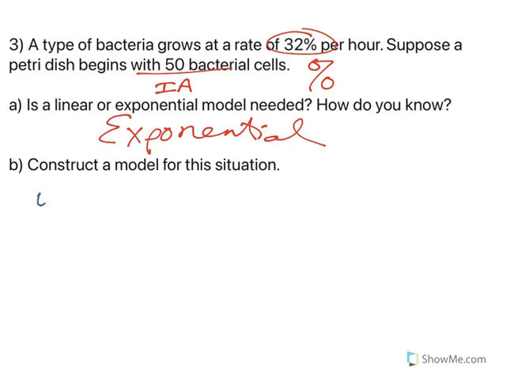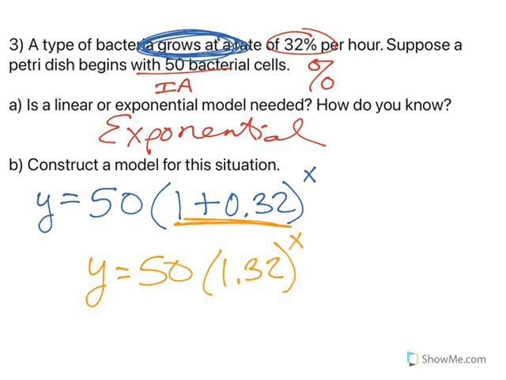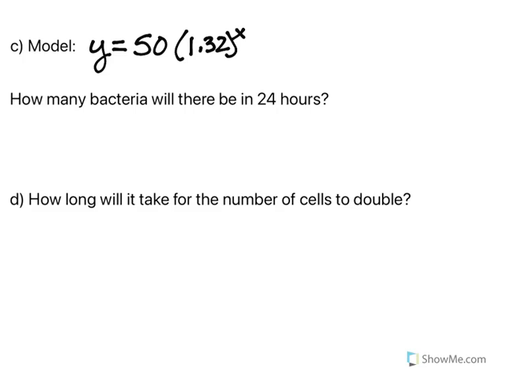So let's construct our model. Y equals initial amount. I start with a 1. Am I adding or subtracting? Well, the bacteria grows. That's an increase of 0.32 raised to the x. That means I add inside, so 50 times 1.32 raised to the x. Moving on. So we have our model.